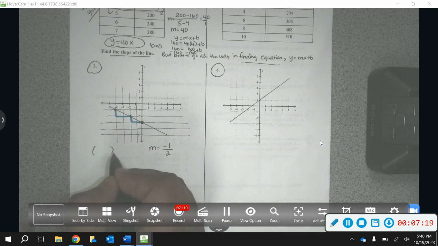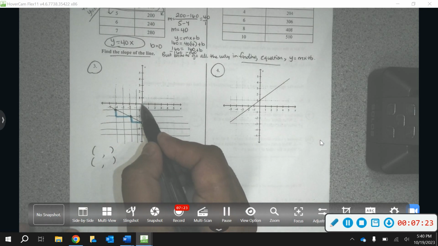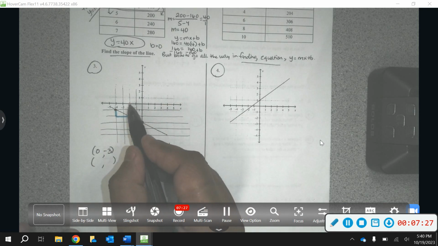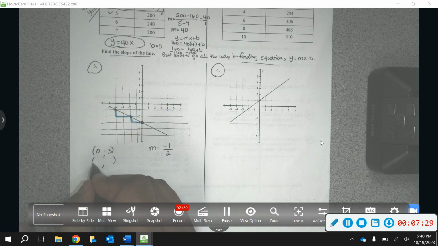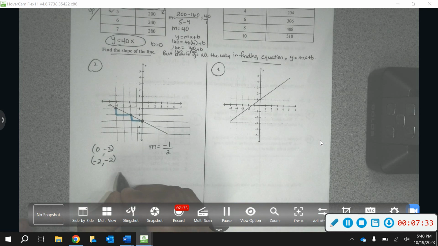Now let's say that you just blank out and don't know how to do that. Well, that's where you need to know how to read a graph. So this is 0 on x and -3 for y. This is -2 for x, -2 for y. All I need is 2 points to find slope.